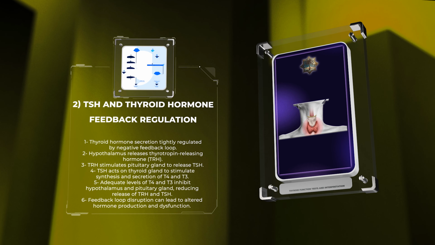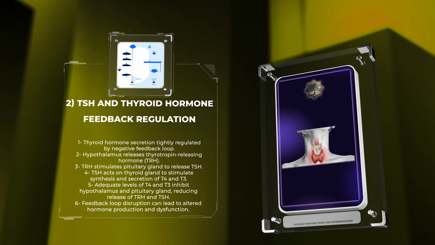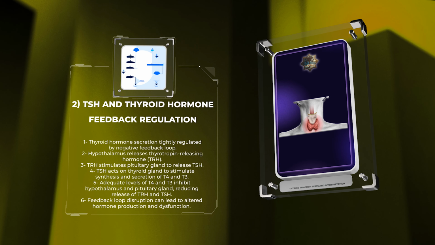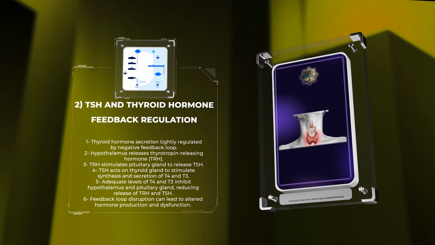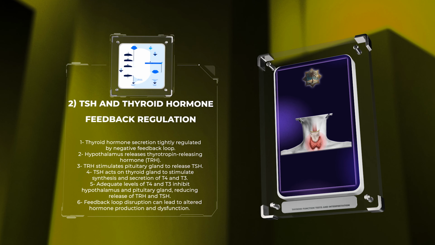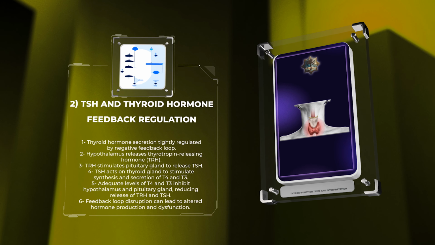This negative feedback system ensures that thyroid hormone levels remain within a narrow physiological range. Any disruption in this feedback loop can lead to alterations in thyroid hormone production and subsequent dysfunction.